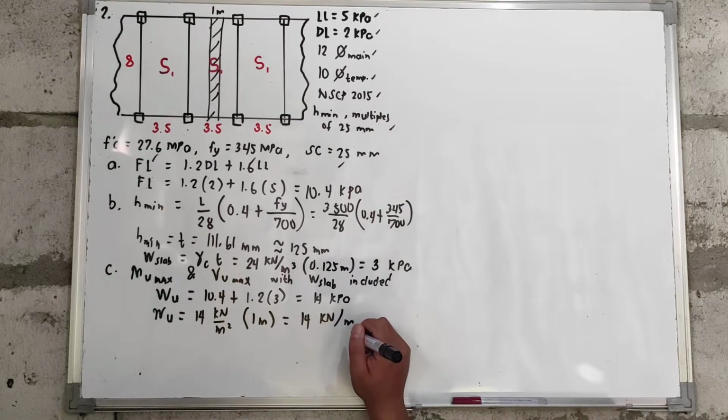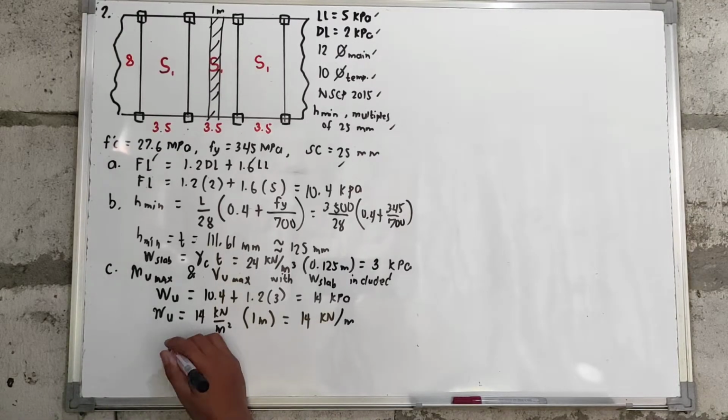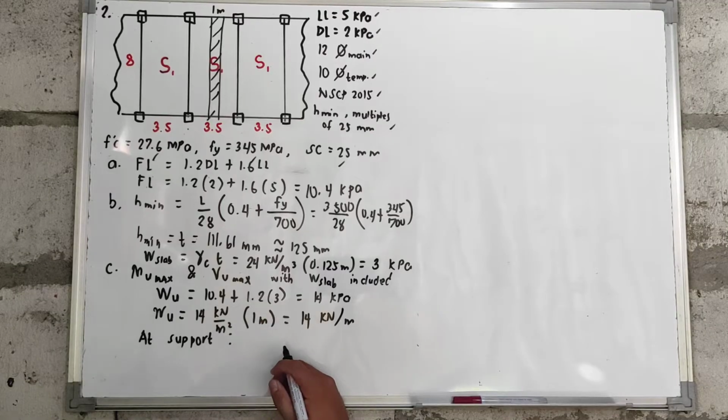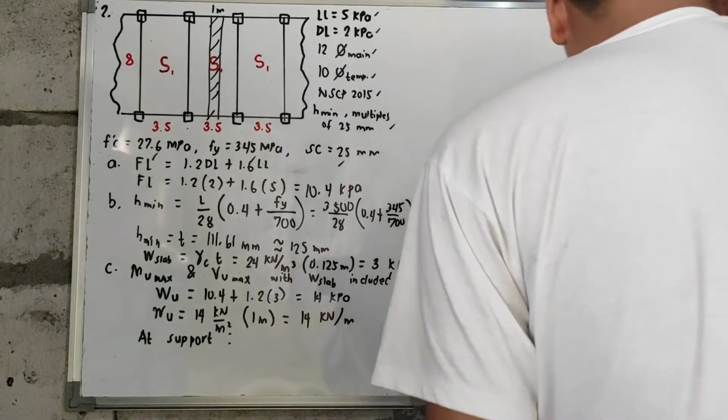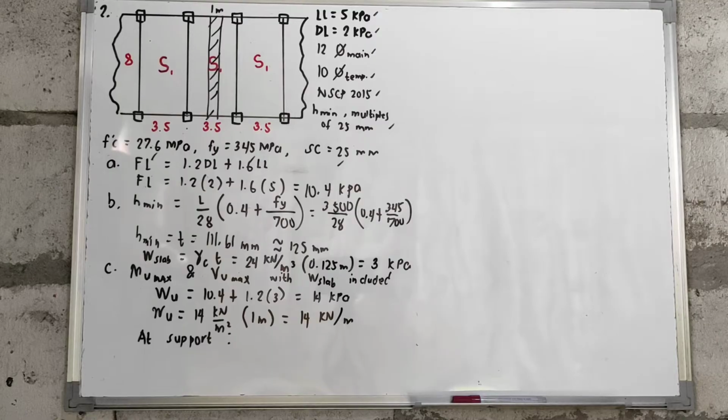After that, let us calculate for the value of your Mu max. So, unahin muna natin yung sa support natin. So, at support, kung titingnan natin dito, meron tayong dalawang value ng Mu max natin, kasi meron tayo dito sa support at saka yung sa midspan natin. So, ang gagamitin natin yung ACI moment coefficient as indicated sa problem natin. So, gamitin natin yung shortcut in computing for the value of your Mu max negative and Mu max positive.